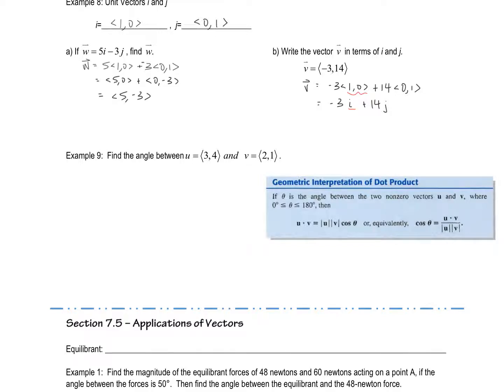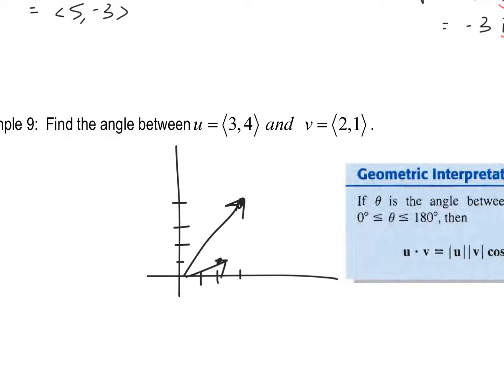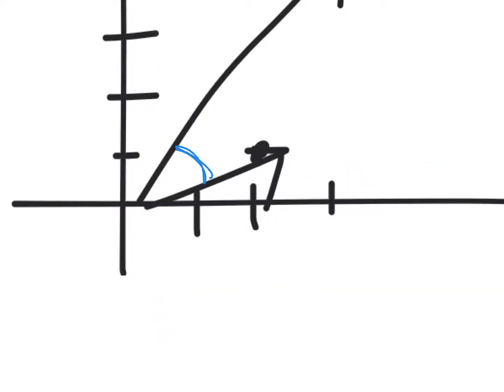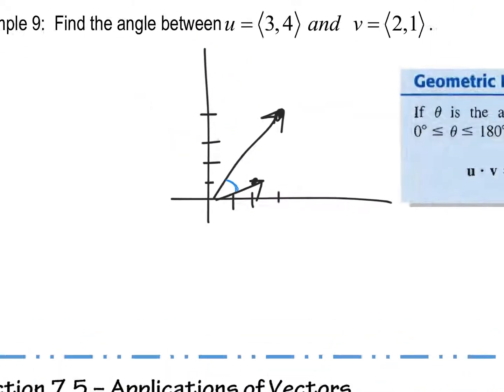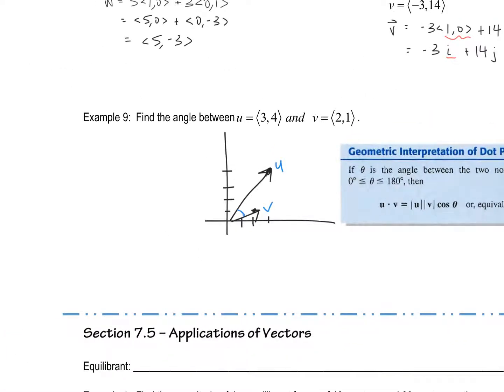Okay, so just to give you a sketch of what this question is looking at, if I sketch the vector u, which is (3, 4), that's here. And then if I sketch the vector v, which is (2, 1), that's here. And this question is asking me to find this angle in between them. So that is what this question is asking me, and this is vector u and this is vector v, and we do have a formula for that.